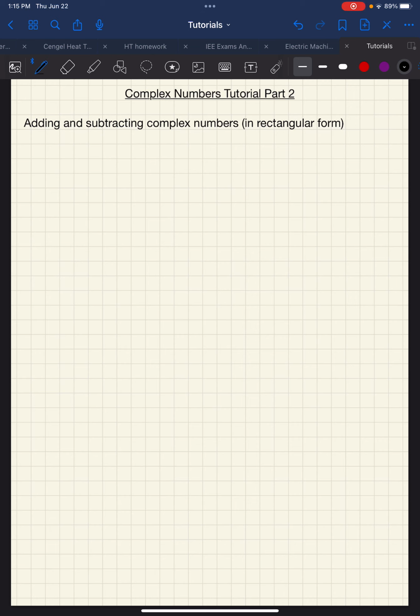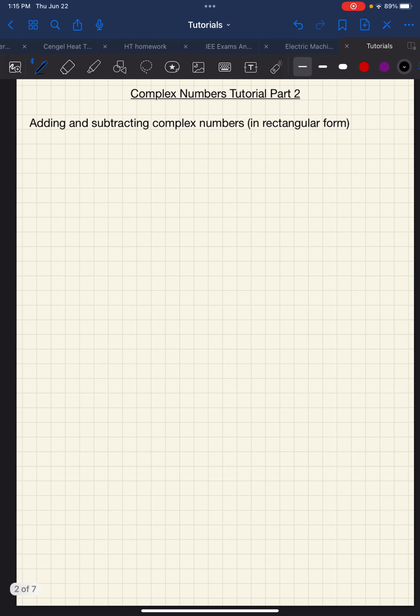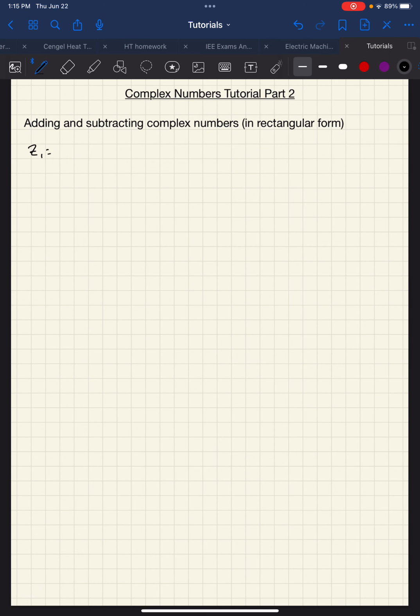So in part 2, I want to talk about how we add and subtract complex numbers and also how we multiply and divide complex numbers. So let's say that we have two complex numbers, and let's say that they are in rectangular form. The first complex number is 2 plus j3, and the second one is 4 minus j7. If they're in rectangular form, adding and subtracting is the best case scenario. Rectangular form is the easiest form to add and subtract.